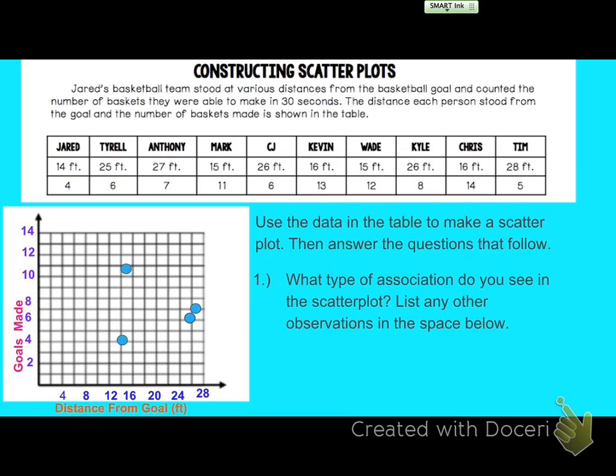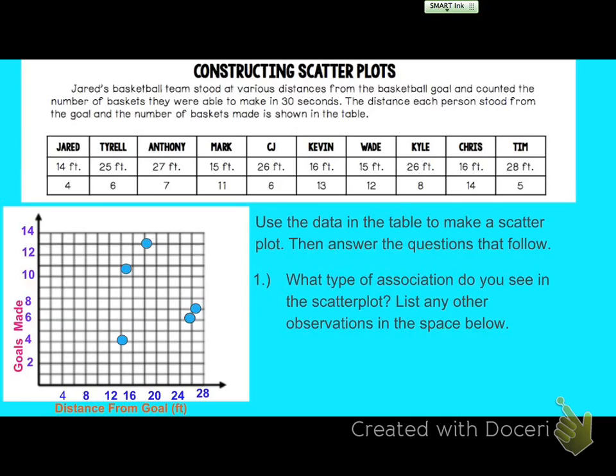CJ was 26 feet away, and he scored 6 baskets. Kevin was 16 feet away and scored 6 baskets. He was 16 feet away and scored 13 baskets.